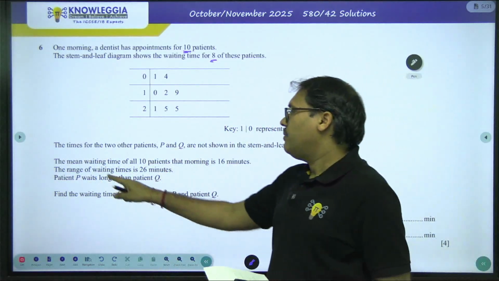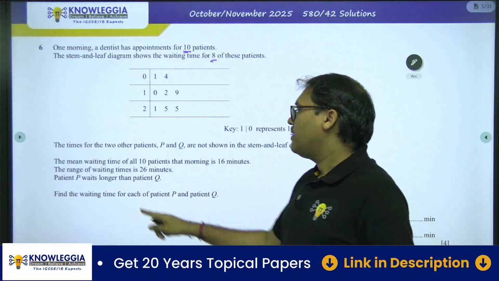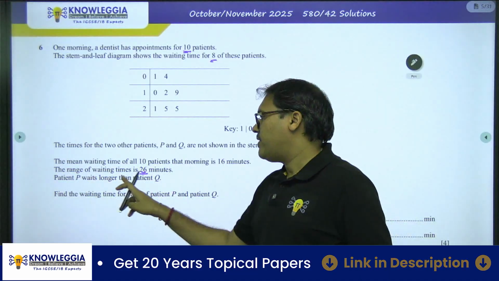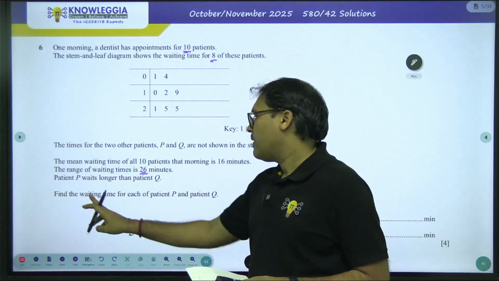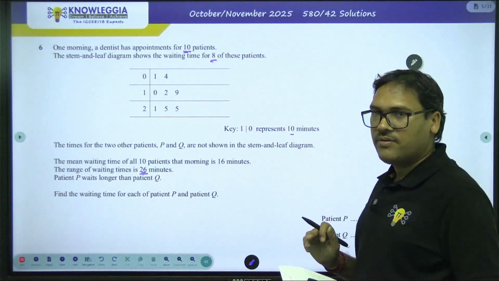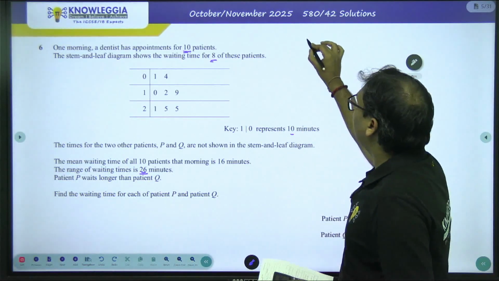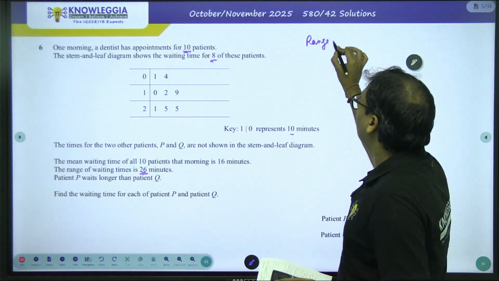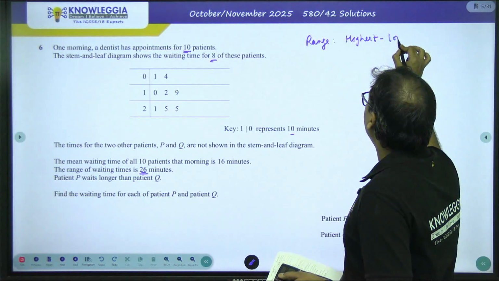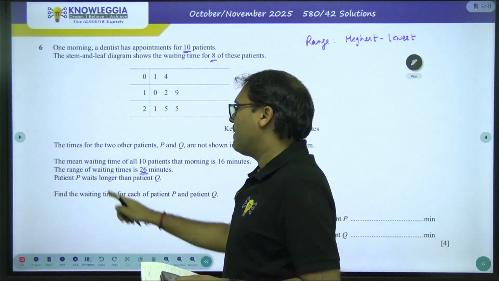Okay. The mean waiting time of all the patients that morning is 16 minutes. The range of the waiting time is 26 minutes. P waits longer than Q, and you have to find the waiting time for patients P and Q. So what information is given? First thing is, the range of the waiting time is 26. What is the range of the data? The range of any data is the highest value minus the lowest value. That is the first thing, right?